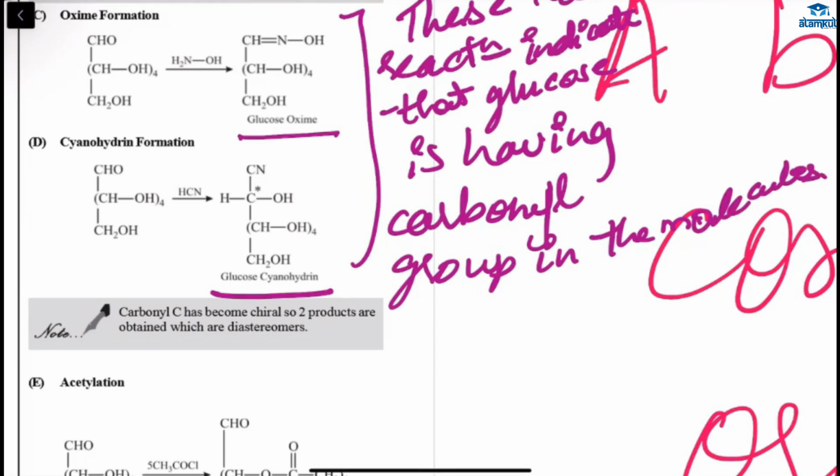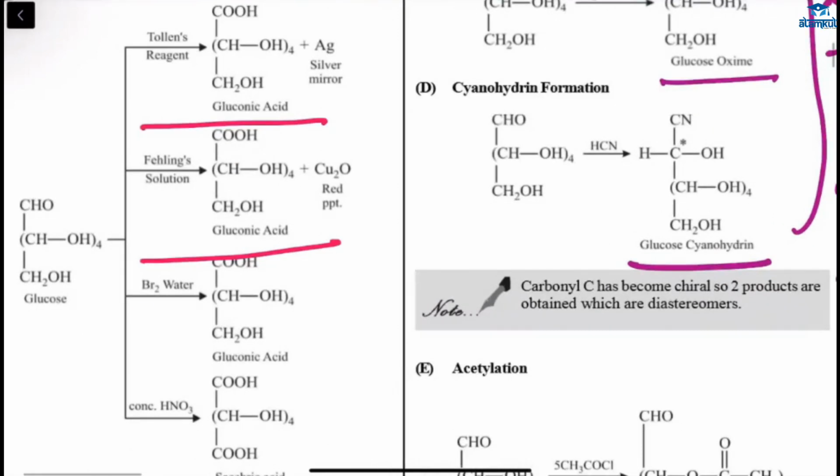Yes, any doubt? No. Okay. Then glucose reacting with bromine water. Bromine is a mild oxidizing agent, and glucose reacting with it forms gluconic acid. From our previous knowledge, whenever an alcohol group reacts with a mild oxidizing agent, it will form an aldehyde. Then the aldehyde reacting further with an oxidizing agent will form saccharic acid, meaning it will form a carboxylic acid.